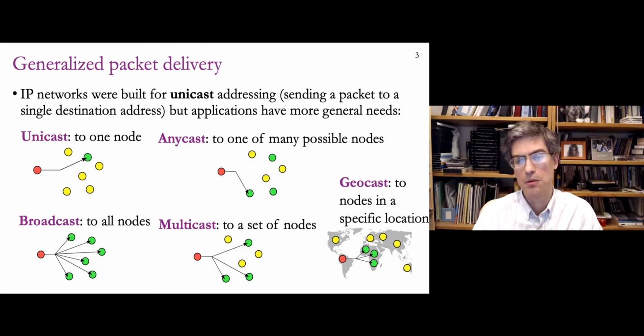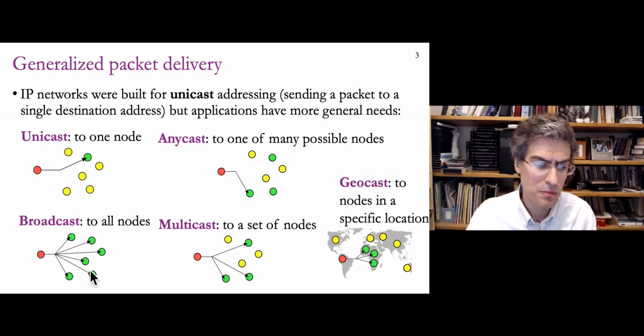So these diagrams show conceptually some alternatives to unicast. Unicast is when you have a message going from the red source to this green destination. There are other nodes that are not getting the message. Anycast is a generalization where you have a set of nodes that you want to send the message to any one of them. We'll see how this is actually sometimes used in practice. Broadcast is where you have a message that you want to go to every node. We'll also talk about this today, although it doesn't actually apply to the whole internet, but we'll see where we can use this.